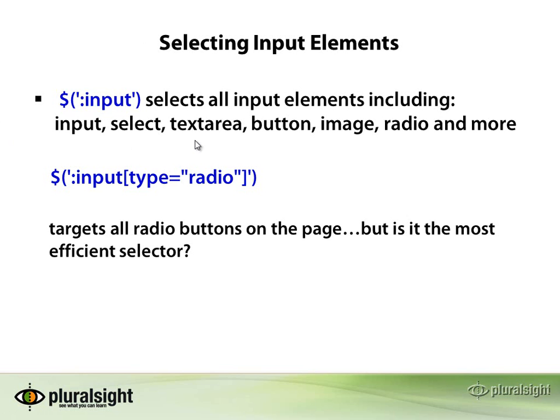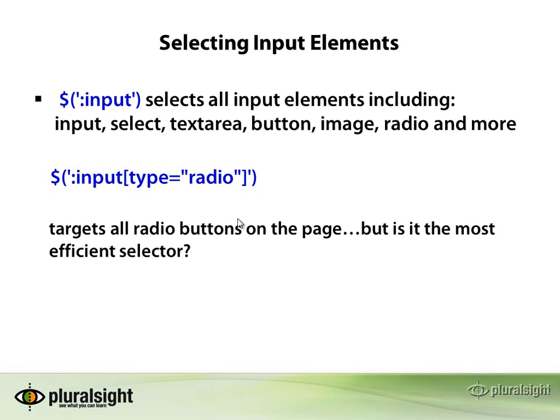Well, the colon input is different from the standard input in that colon input selects all those things. Inputs, selects, text areas, buttons, even images, radio buttons and those types of things, checkboxes. So you can get the whole picture of things that can be on a form that are used to input data and click on buttons and things. Now, this will return all of those elements.